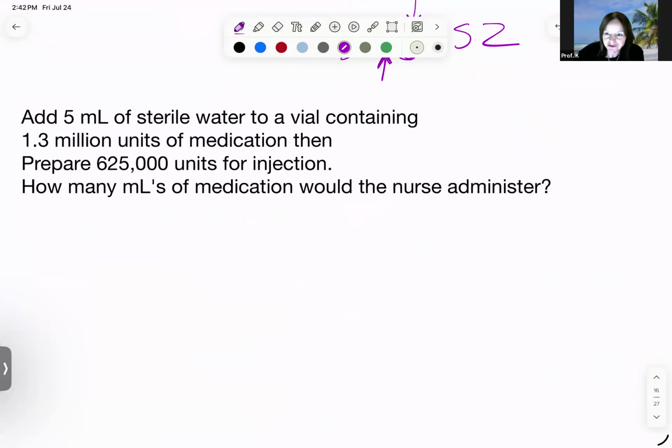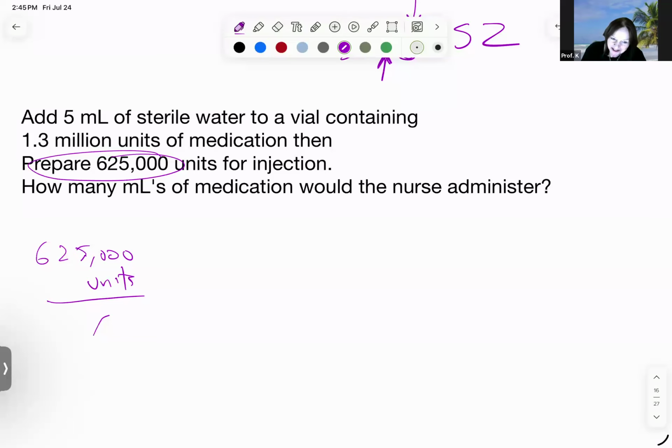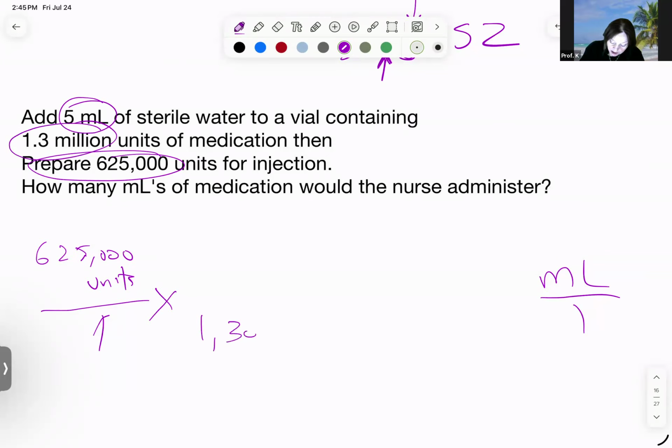All right. I'm going to give you a minute to solve. My wanted is milliliters. My given is 625,000 units, and I'm going to put that over 1. So I have to get rid of units, and I'm going to use what I just made. And what did I make? 1.3 million units in 5 milliliters.